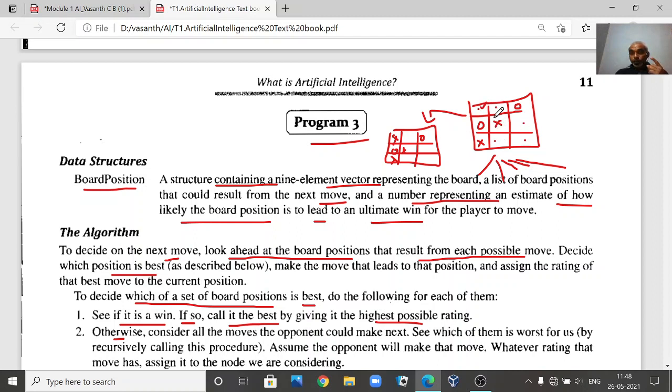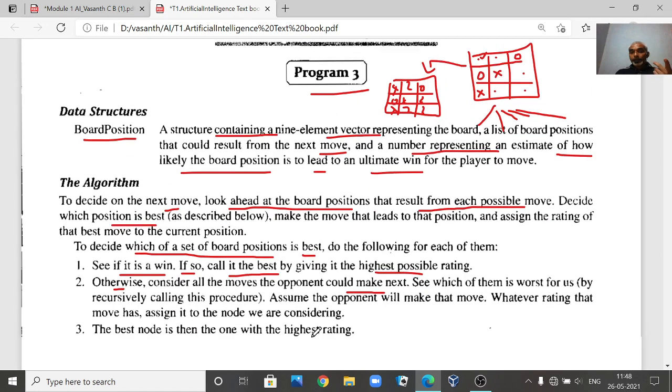Now if he makes a move in this position, what are the possibilities for the opponent? The opponent can make a move in this position. O can be written here, or O can be written here, or here, right? So O has 4 alternatives. So consider all the moves the opponent can make in the next move.